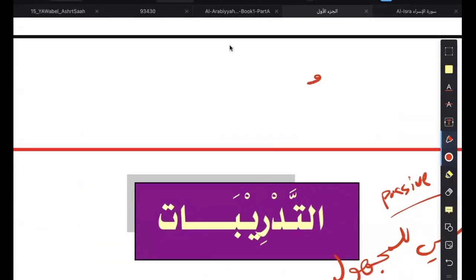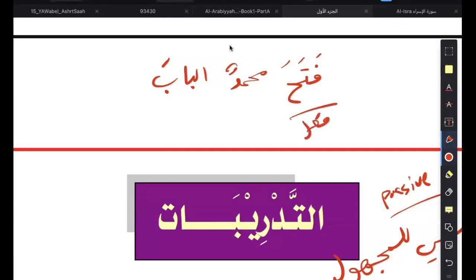If I say, fataha Muhammadun al-baba. It's very clear, right? We have fataha Muhammadun al-baba. So we know that fataha is the verb, fi'l, and Muhammad is the fa'il, which is the doer. Yes, al-bab is what? Maf'ul bihi, which is the object.